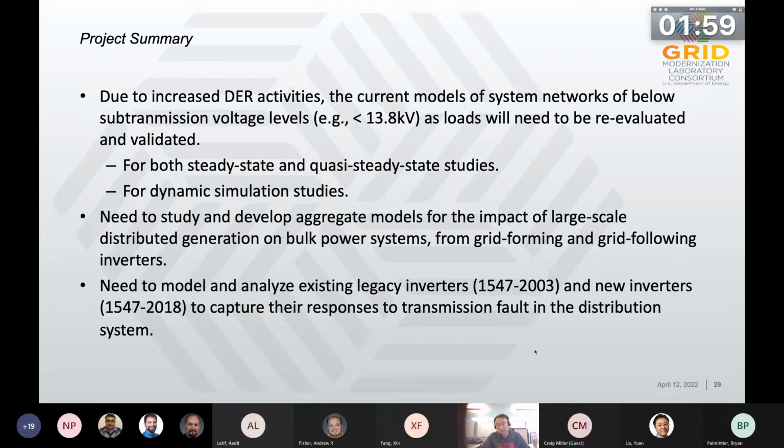We also wanted to evaluate some of the new inverters that potentially conform to the 1547-2018 standard, to capture their response to transmission faults. They would have a timeout curve in terms of their response to low voltage conditions. So if you could go to the next slide.